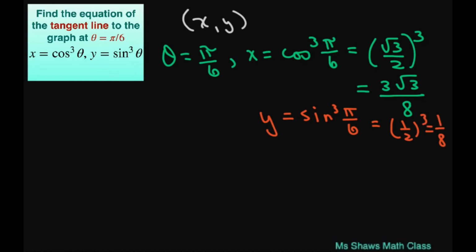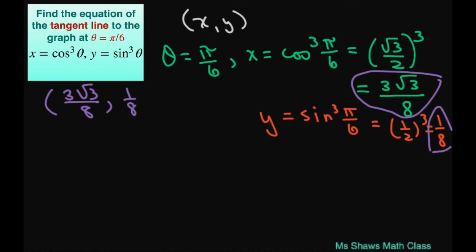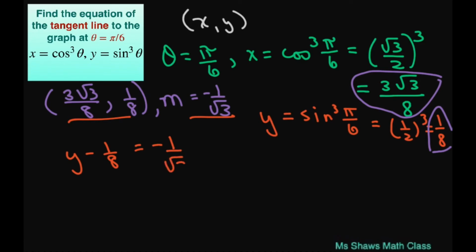Therefore, our point that we're looking for is going to be at my x, which is this piece, 3 square root of 3 divided by 8, and my y, which is 1/8. And again, our slope was negative 1 divided by square root of 3. So let's write our equation, because we have a point now and a slope. So we have y minus 1/8 equals negative 1 divided by square root of 3 times x minus 3 square root of 3 divided by 8.